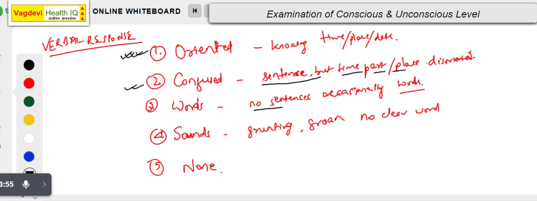Words, no sentence, but occasionally some word, it could be sensible. Sounds means only sound, grunting, groan, or a kind of humming sound, but no clear word at all. So in this category we will say as sound. Then none, nothing is there.